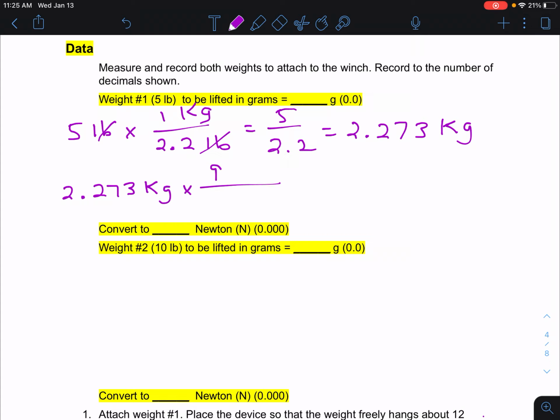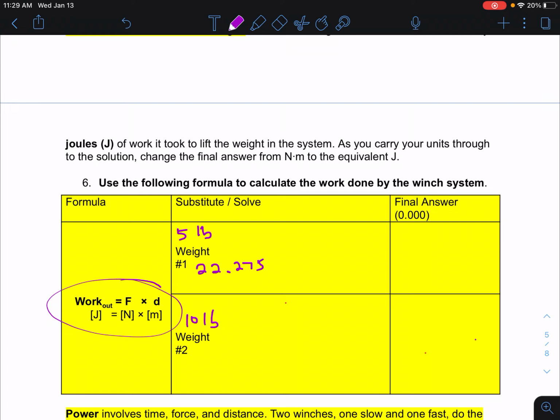We're going to calculate the amount of work that was done. We're going to use this equation right here. And for weight number one, weight number one is for the 5 pounds. So this one here is for the 5 pounds, and we can do it again down here for the 10 pounds. But work equals force times distance. The force that we calculated up above, 22.275 newtons, times the distance we calculated up above, 0.05 meters.